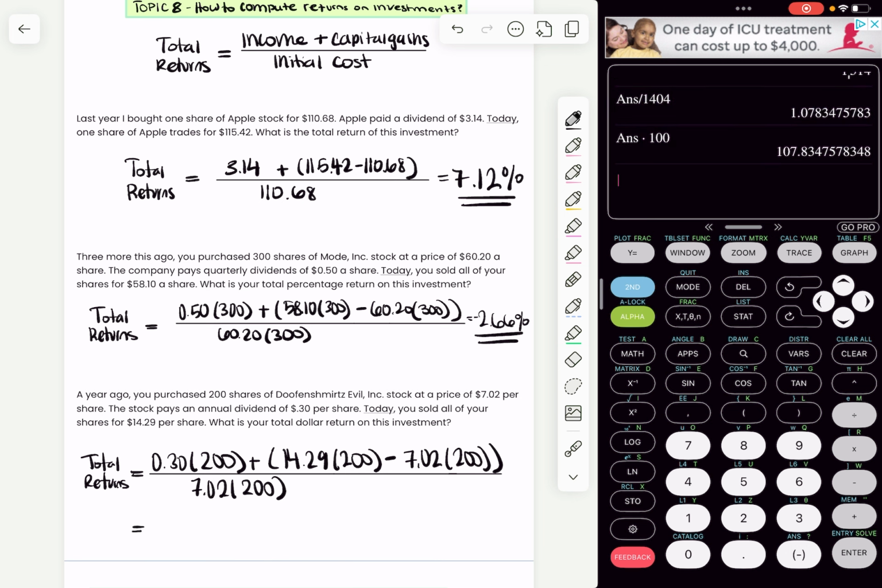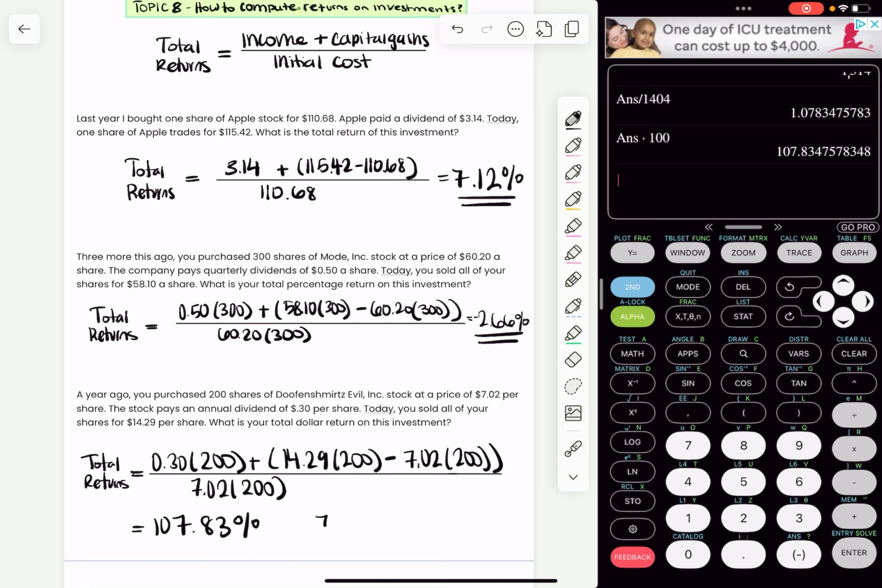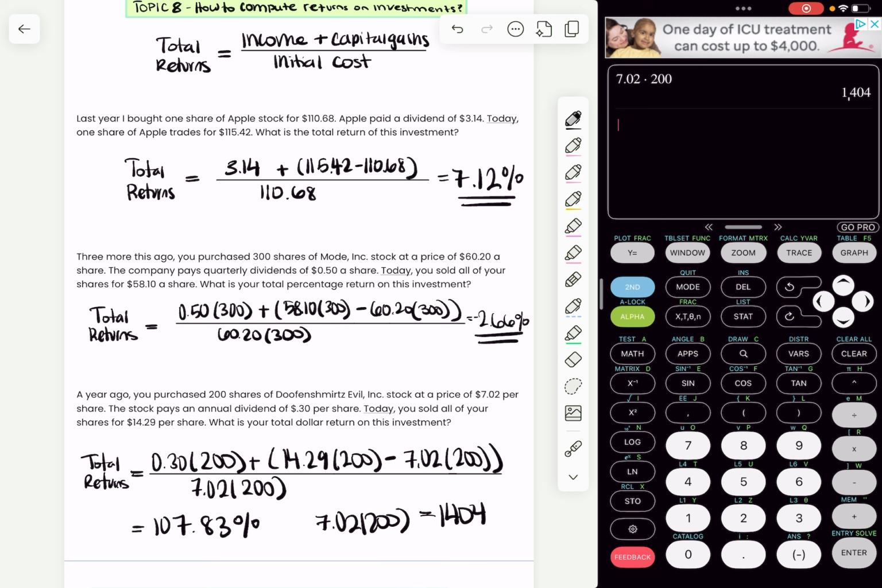If we multiply by 100 to get the actual percentage, that becomes 107.83%, rounded to 2 decimal places. So this is our total percentage return. If they don't specify, they're asking for percentage. But if they specify the dollar return, then what you're saying is, out of all that I spent to buy these 200 stocks, I'm getting a return of 107.83% of all of that. If I spent $7.02 for 200 stocks, and that's equal to 1,404, out of all this money that I spent, I'm getting 107.83% back.